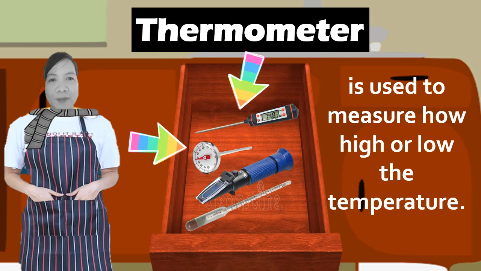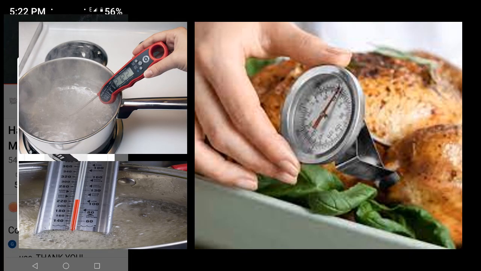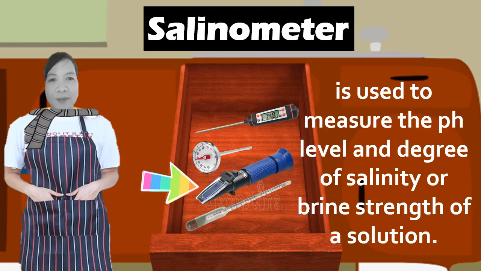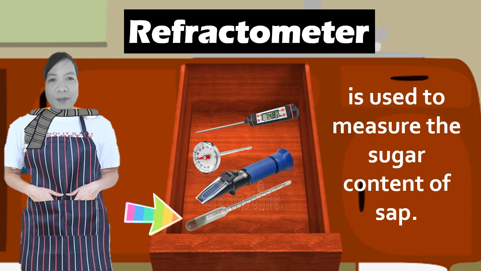Thermometer is used to measure how high or low the temperature. Salinometer is used to measure the pH level and degree of salinity or brine strength of a solution. Refractometer is used to measure the sugar content of sap.